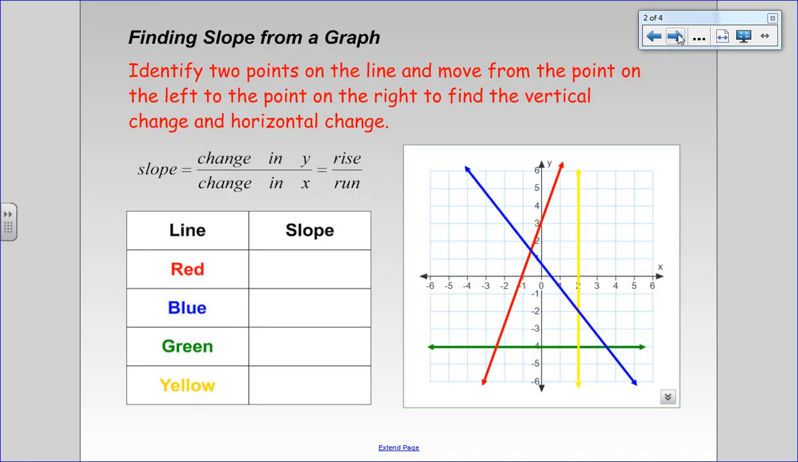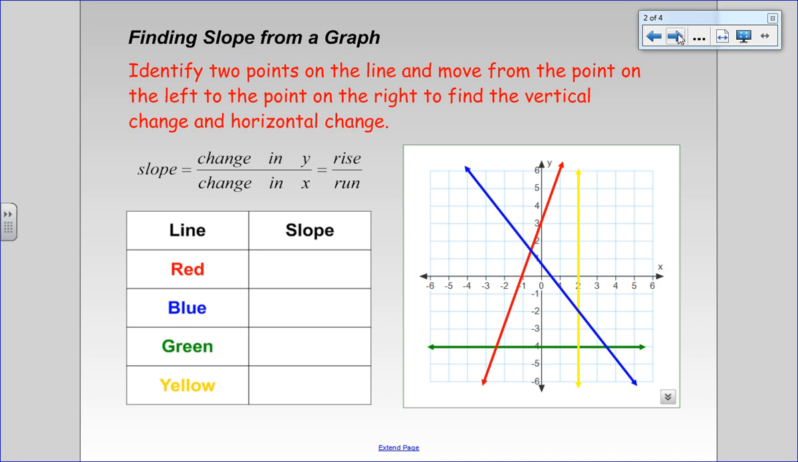To find the slope of a line from its graph, we identify 2 points on the line and move from the point on the left to the point on the right in order to find the vertical change and horizontal change. Let's look at some examples using the lines shown on the coordinate plane.